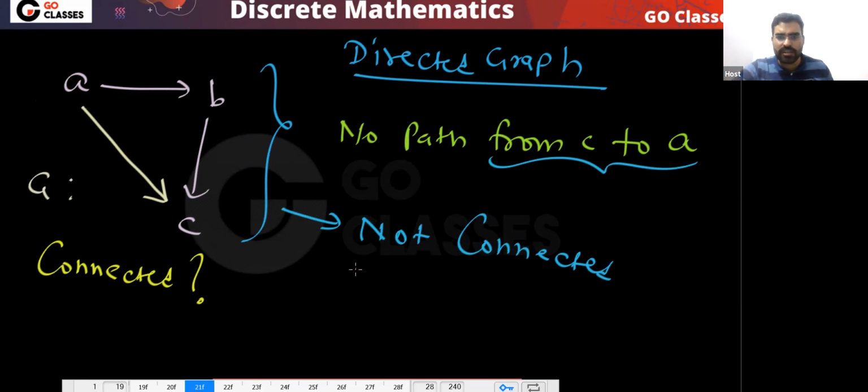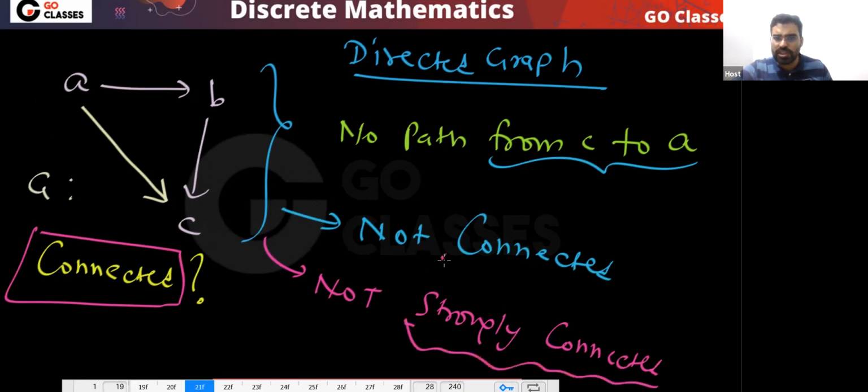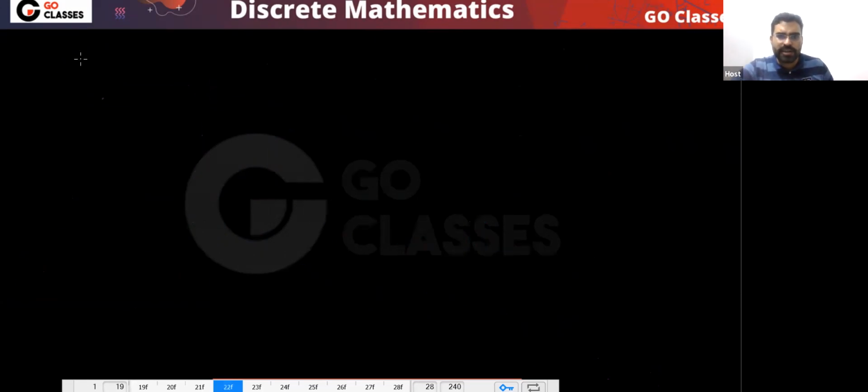Actually, let me tell you one more thing. For directed graph, we don't use this word. We use the word strongly connected. But remember, by default, connected and strongly connected are the same thing for directed graph.